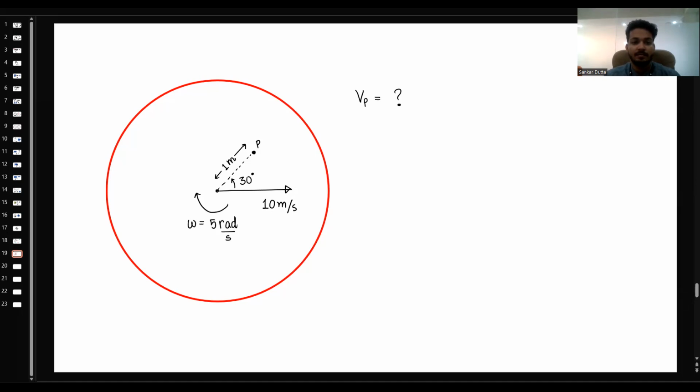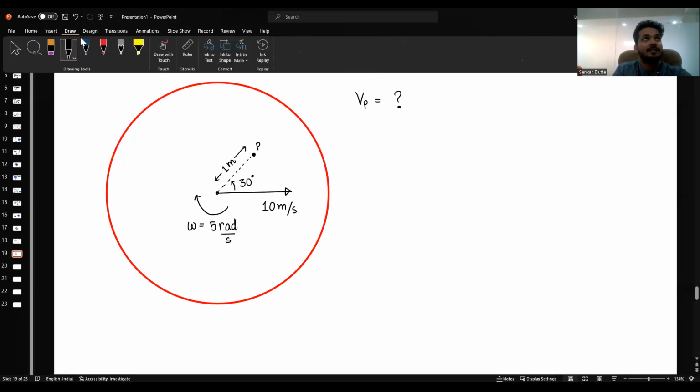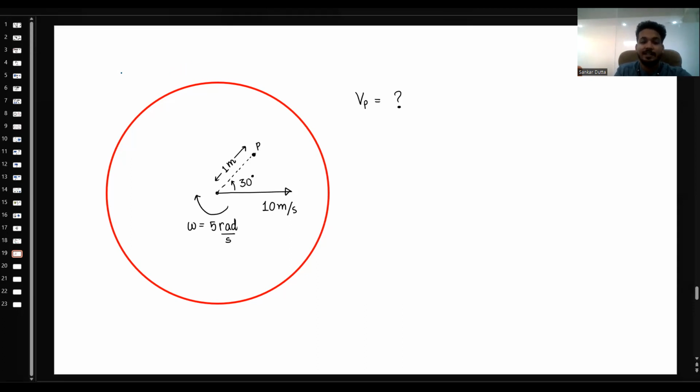So the velocity of P along the horizontal direction would be 10 meter per second. And then we have to account for the tangential velocity due to the rotation. So that would be 5 into 1. And then the angle between the two vectors would be 30 degrees. That is correct. And then we can find the vector sum and the question is solved.